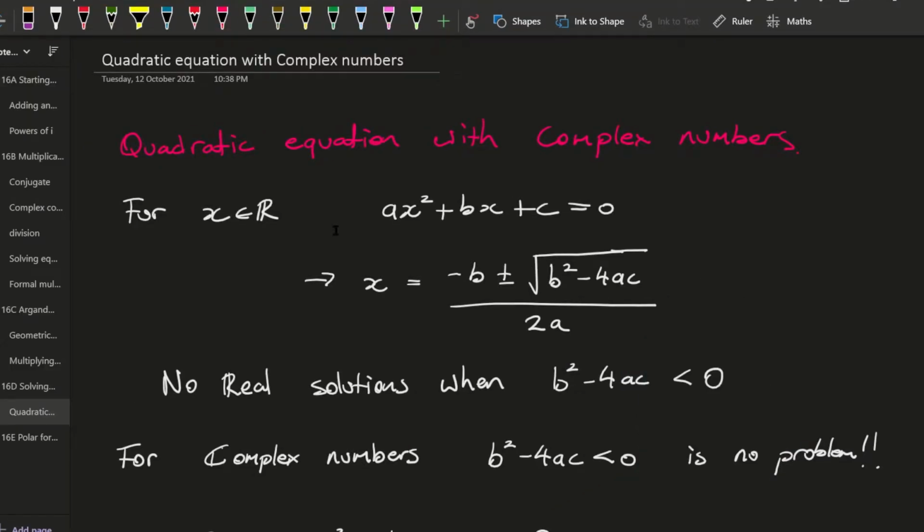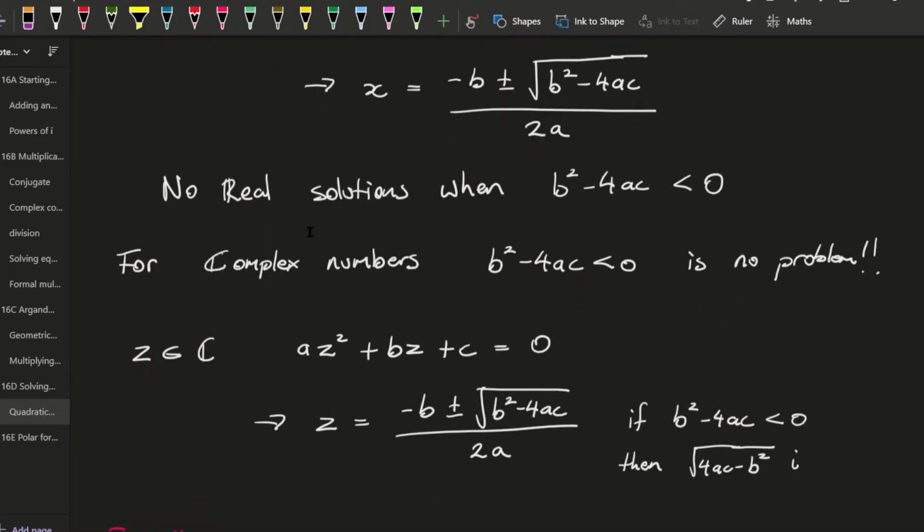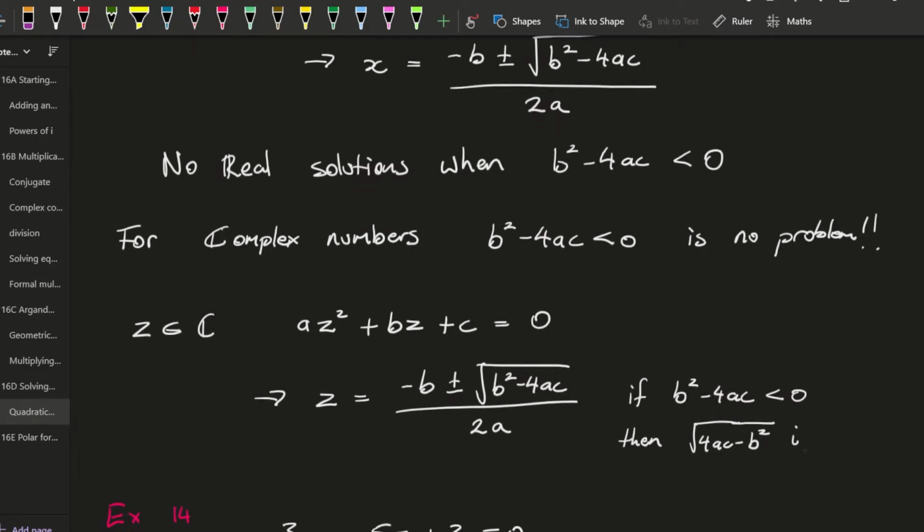Now that had no real solutions when our discriminant was less than 0. But for complex numbers, that's not a problem, correct? Because we can take the square root of a negative number. So for z that is a complex number, the solution to the quadratic is exactly the same with the coefficients, just that if the discriminant is less than 0, then if you switched it around and multiplied it by -1, you can put the i out the front and you have an imaginary number that's obviously forming part of the complex number. But let's just get straight into an example for this one.